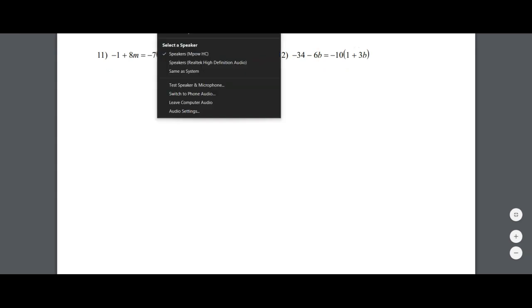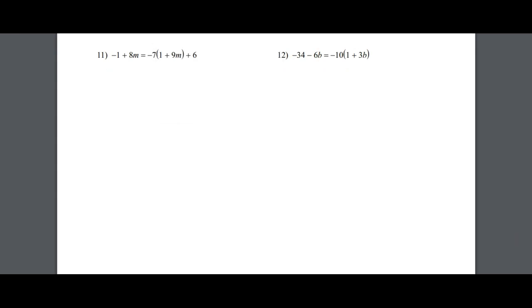Okay, so notice we have some multiplication going on here. Well, we had multiplication in the last problem, but a different type of multiplication here. So let's first think about, can I combine any like terms on the left-hand side? Well, I can't because I have a negative 1 and I have a positive 8m. So those are not like terms, nothing to combine.